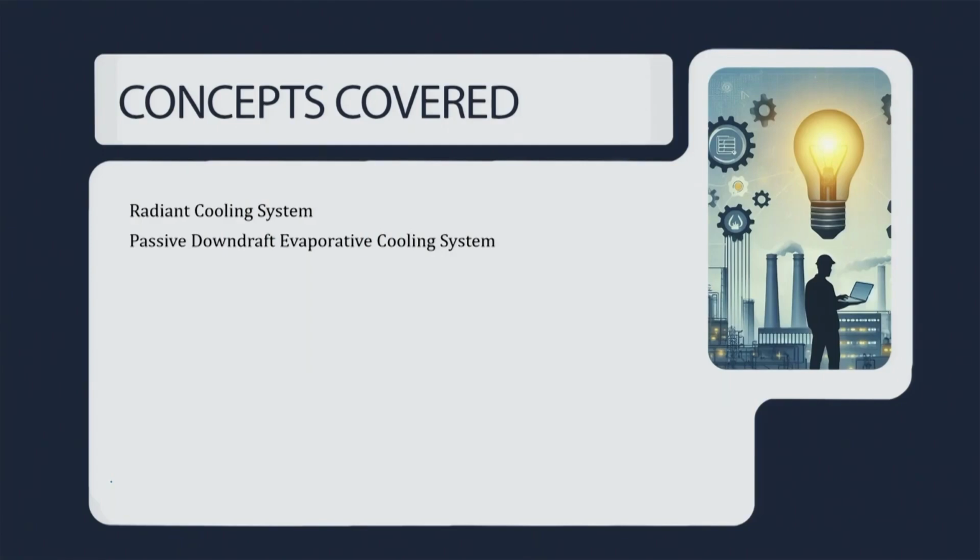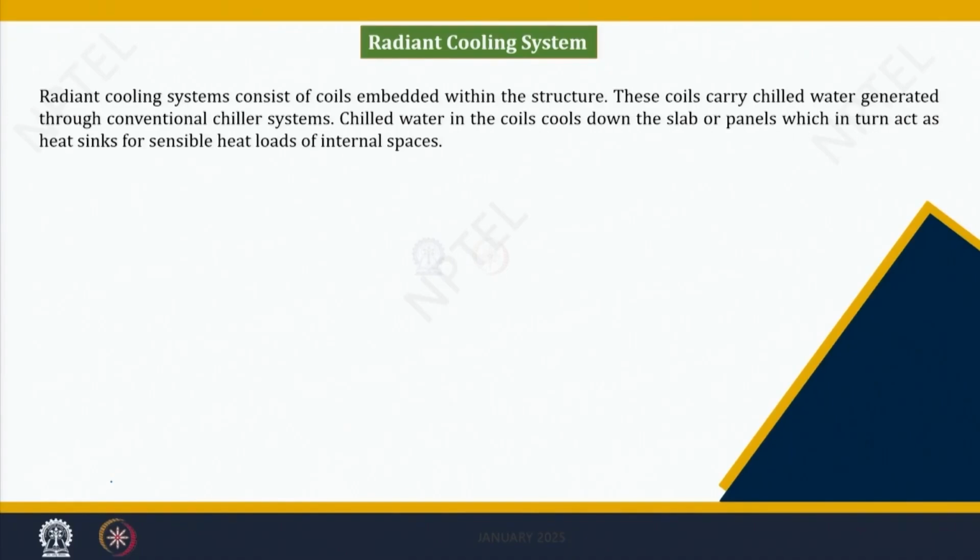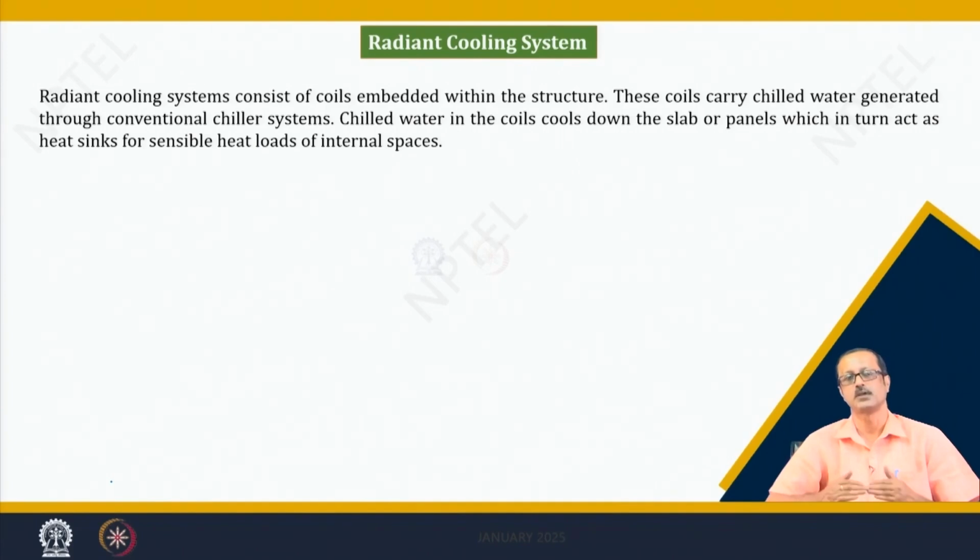In the last lecture, lecture number 9, we discussed the earth air tube, and in this lecture we will be covering two important parts of the low energy cooling systems. One is the radiant cooling system and another one is the passive downdraft evaporative cooling system. The radiant cooling system is basically a system where, through floors or sometimes in the wall panel, chilled water is going to flow, and that will radiate inside the building, inside the space, and that space cooling is going to happen.